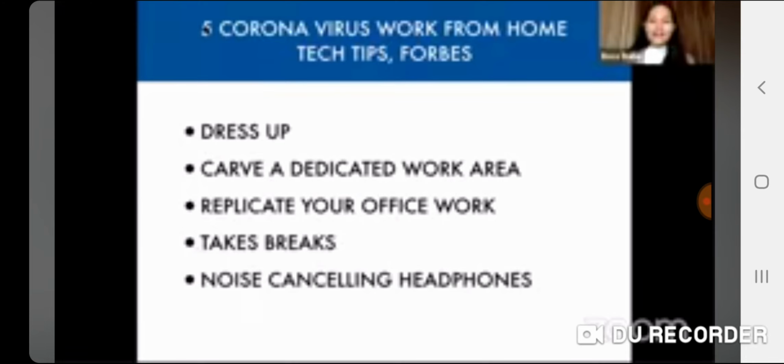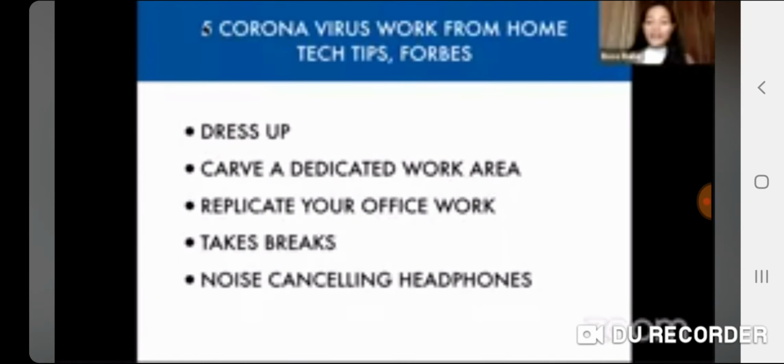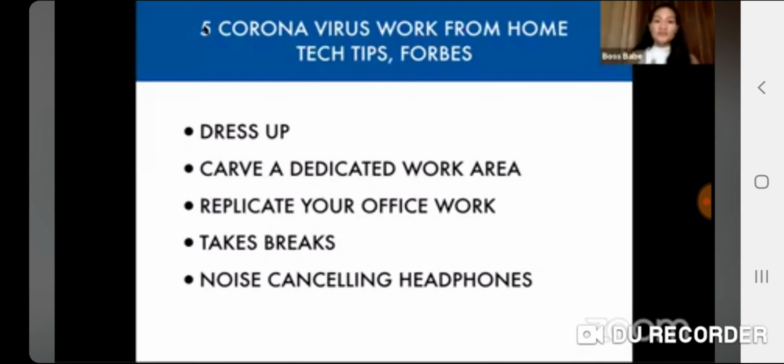So take breaks. Okay? Grab a snack. Do some stretching. Do some push-ups. Do some jumping jacks. Get the blood going. All right? And of course, noise-canceling headphones. These are very important, but I'm not gonna assume everybody has noise canceling headphones. Just make sure that you don't disturb your neighbors, or your neighbors cannot disturb you. So this is from Forbes. I got this tip just for our 7 o'clock tonight.